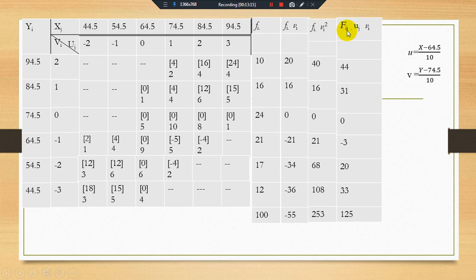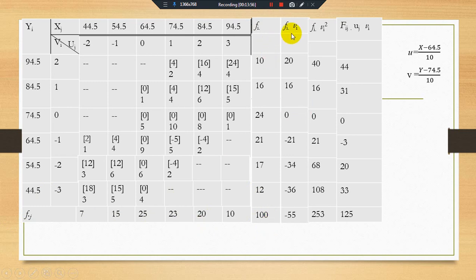Now we have to find Fj. So here is the Fj. You have to add 1, 3, 3, 7, 4, 6, 5 without brackets. I am adding without brackets because Fi and Fj are the previous frequencies of Yi and Xj. So that's why we are adding all those frequencies without brackets. So the sum of Fi is 100 and Fj is also equal to 100.